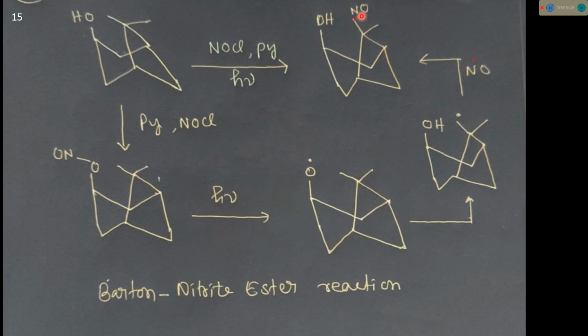Among the four options, in one option NO was attached at this carbon, in the second option at this carbon. That is not possible because this carbon is closer to OH. So the most appropriate cyclic transition state will occur in this case. Normally a 6-member transition state will occur, but in this case a 7-member transition state will occur. So among the four options, I think this was the most appropriate option. So this is from the Barton nitrite ester reaction.